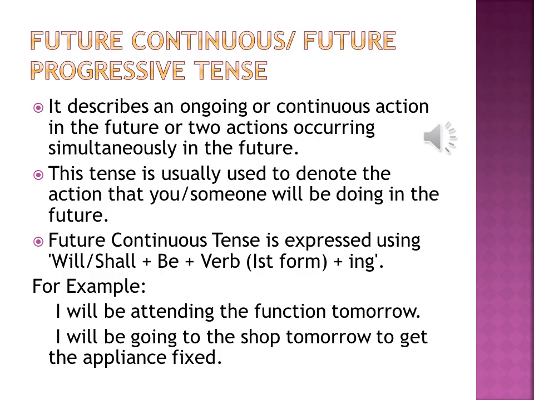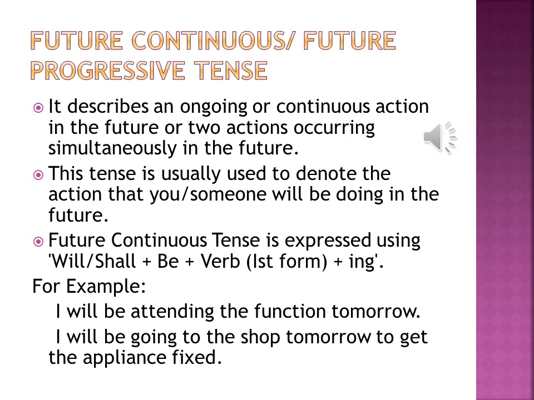The third type of continuous tense is the future continuous or the future progressive tense. It describes an ongoing or continuous action in the future or two actions occurring simultaneously in the future. Means in future, two actions are happening at the same time. This tense is usually used to denote the action that you or someone will be doing in the future. Means an action will be progressed in future.